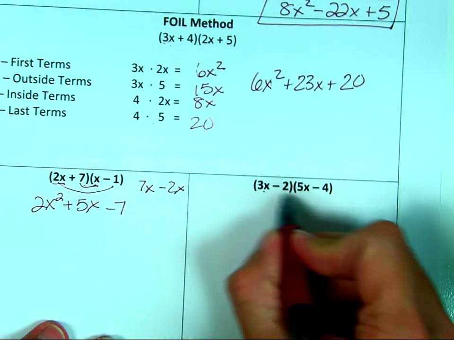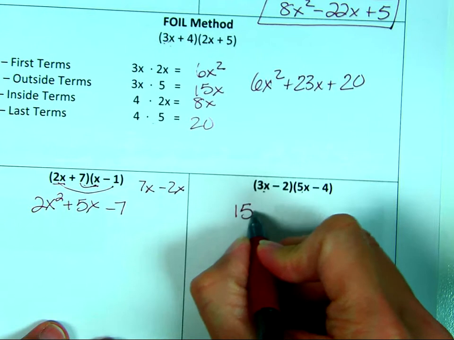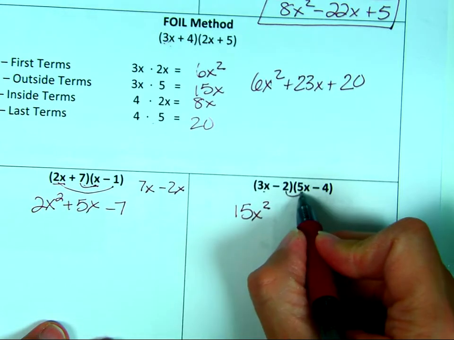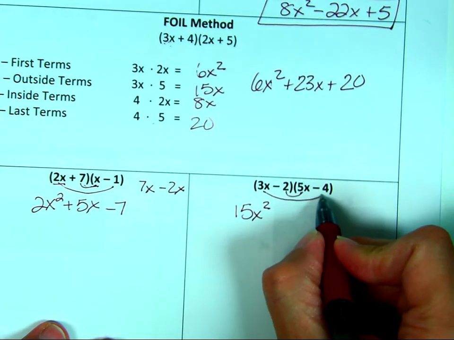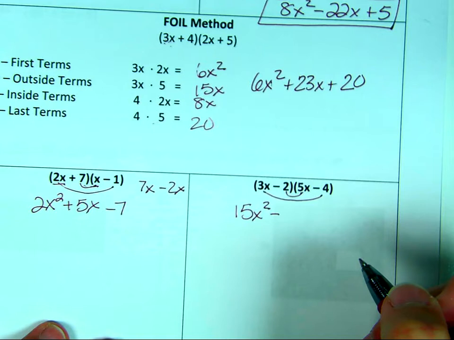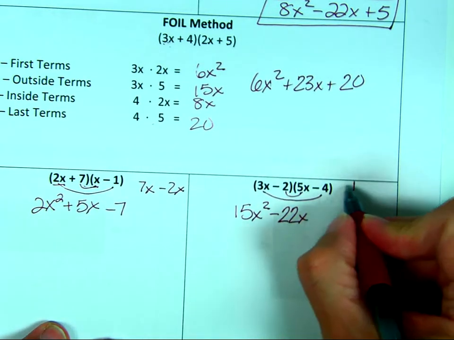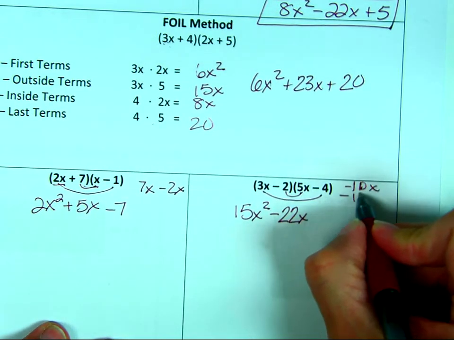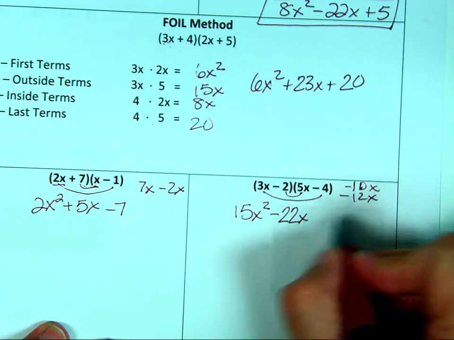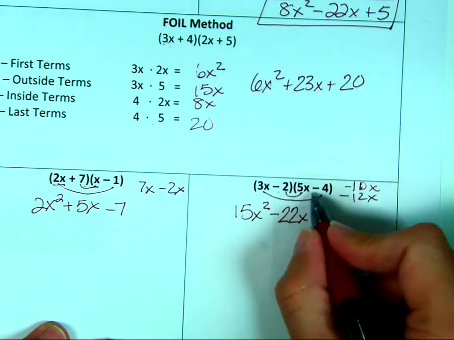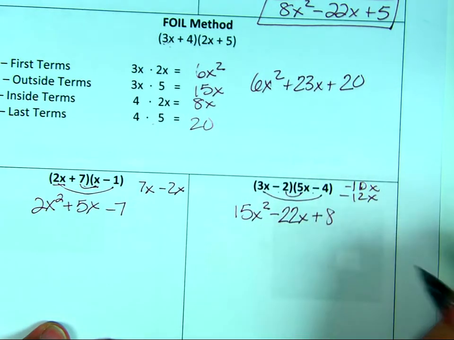So 3x times 5x is 15x squared. I have a negative 10x and a negative 12x. What's that give me? Drum roll, please. 22x, right? We have a negative 10x. We have a negative 12x. That gets me a negative 22x. 2 times 4, negative times a negative, is positive, so that's 8.